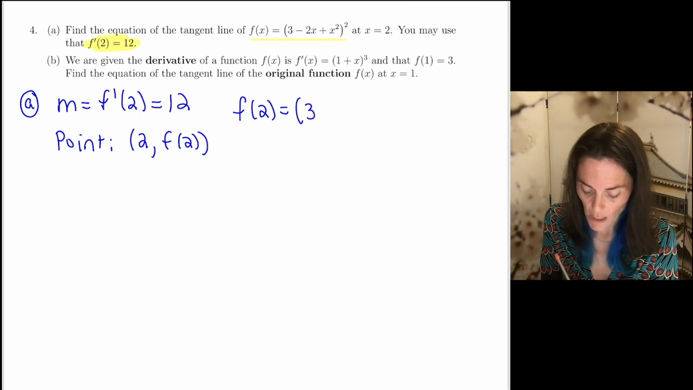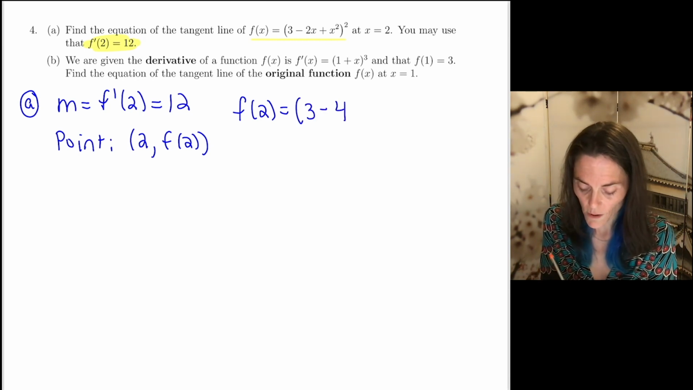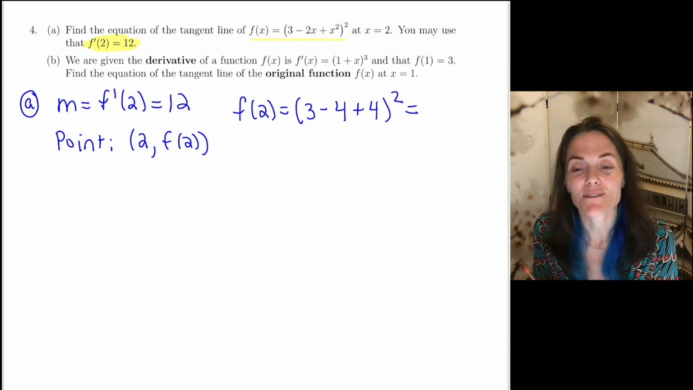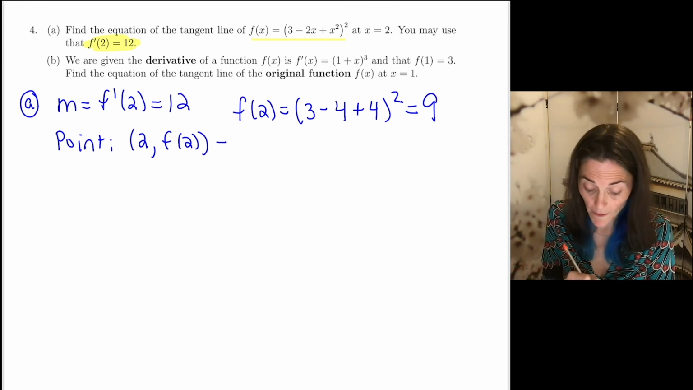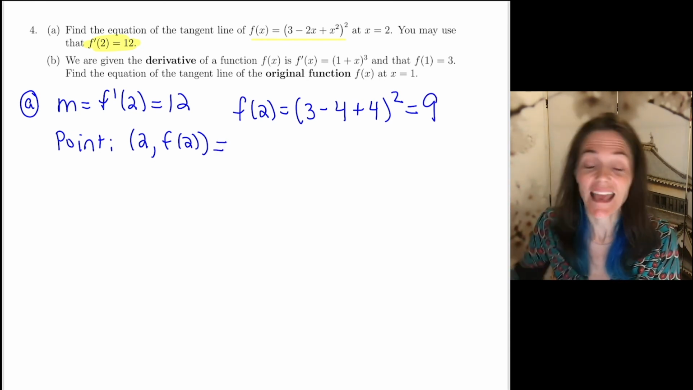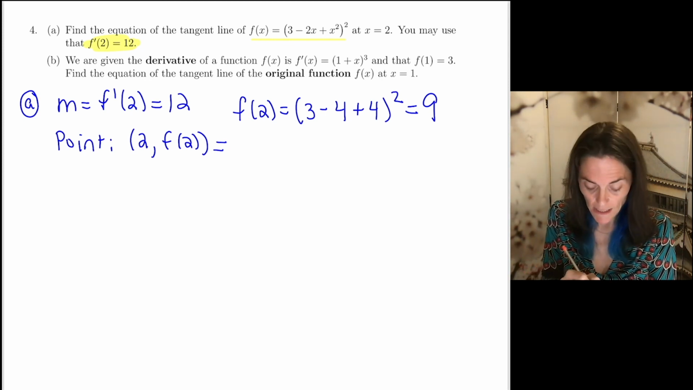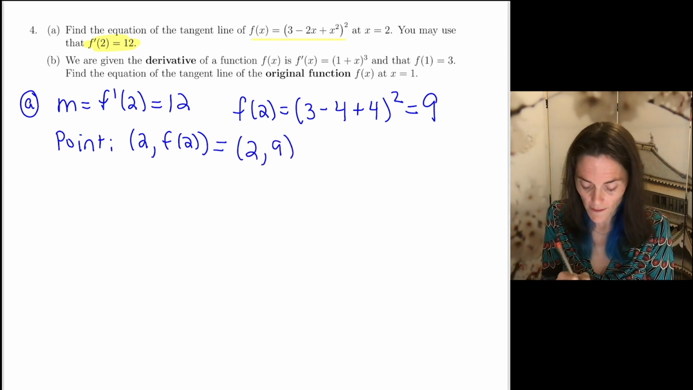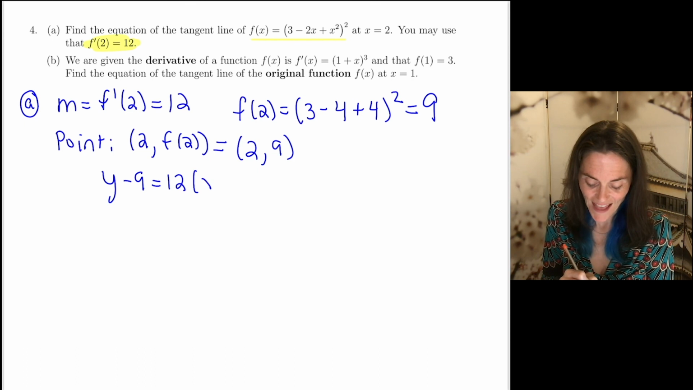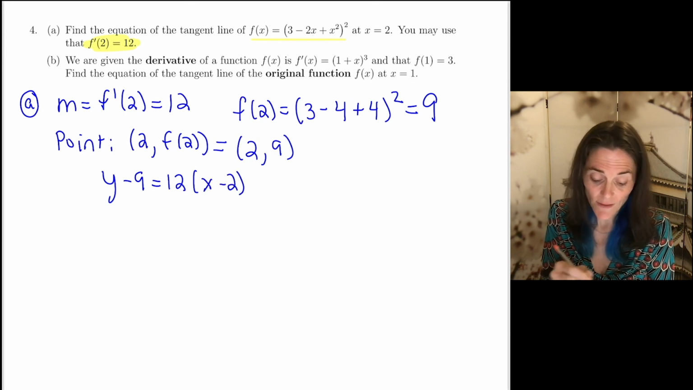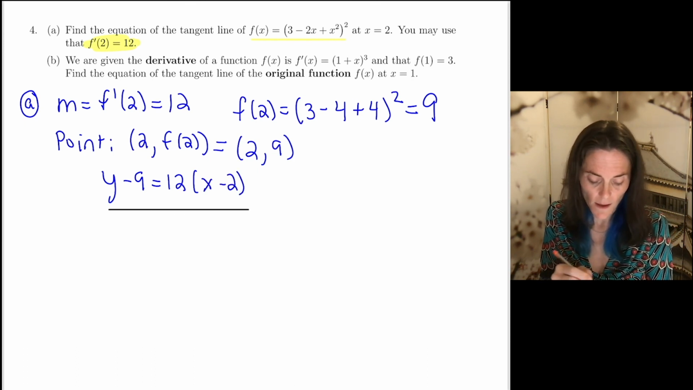This will be 3 minus 4 plus 4 squared. This is 3 squared, which is 9. Okay, so the point here, which is on my graph, and it's also on my tangent line, is 2, 9. Now let's write down an equation. It would be, say, y minus 9 is 12 times x minus 2. You can leave it like this.